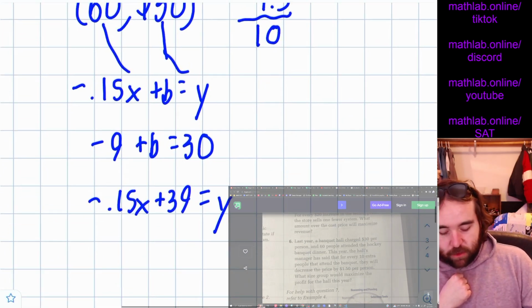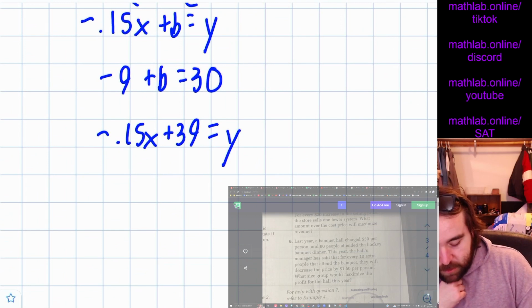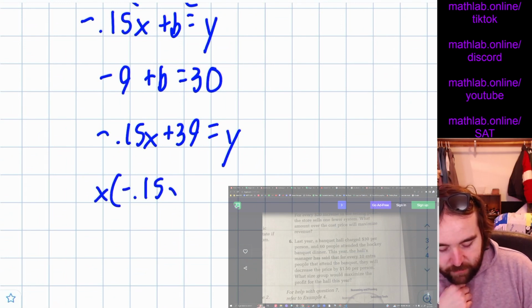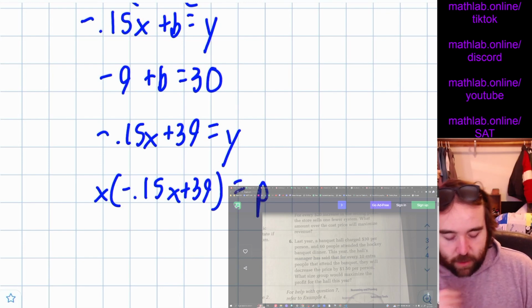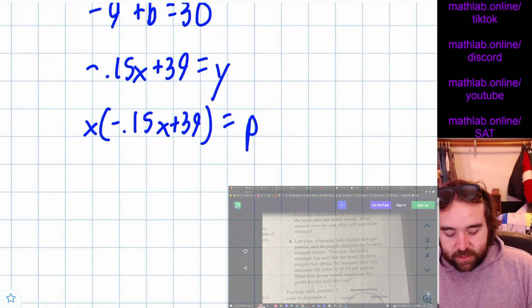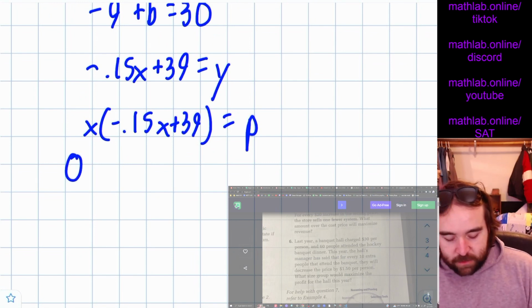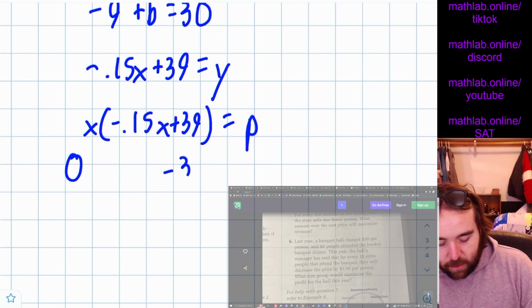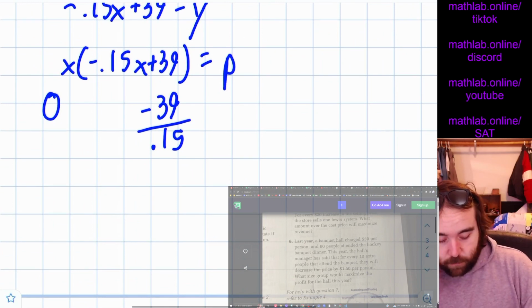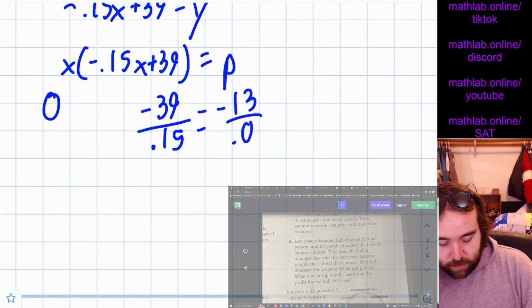So then to get the profit, we do the same thing we did before. We multiply that by X. So we have X times negative 0.15X plus 39 equals the profit. And so again, there's our parabola. We say, where are the x-intercepts? Here at 0. Here at negative 39 over 0.15, which is what? You can divide both of those by 3. So negative 13 over 0.05.